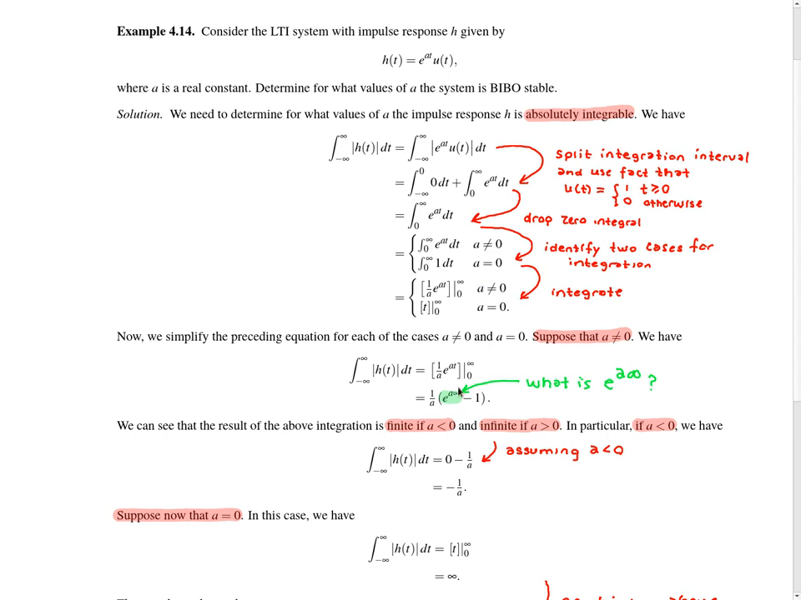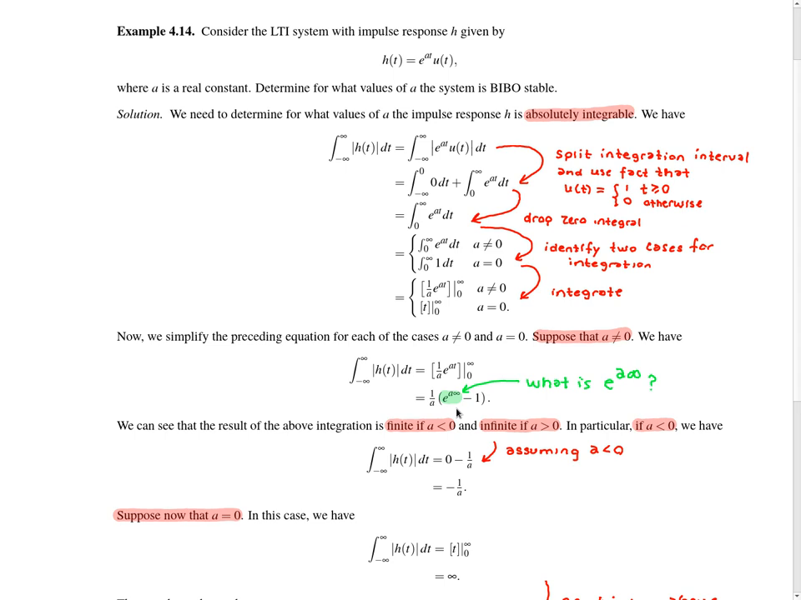So we only have two possibilities. a is either less than 0 or a is greater than 0. And depending on which of these two cases holds, we can get one of two answers for e to the a infinity. Either we can get 0 or we can get infinity. In particular, if a is less than 0, then this exponential is going to be e to the minus infinity, which gives us 0. On the other hand, if a is greater than 0, then this exponential is going to give us e to the plus infinity, which is equal to infinity.